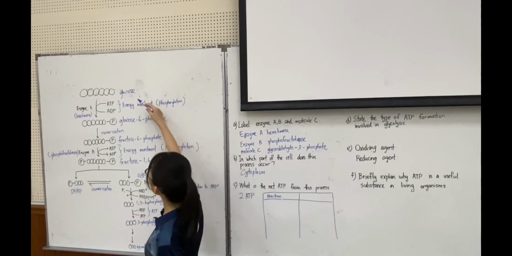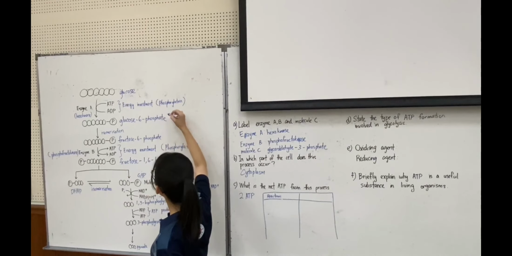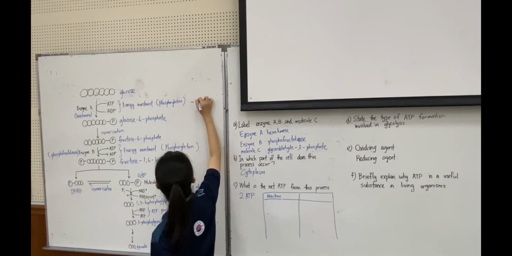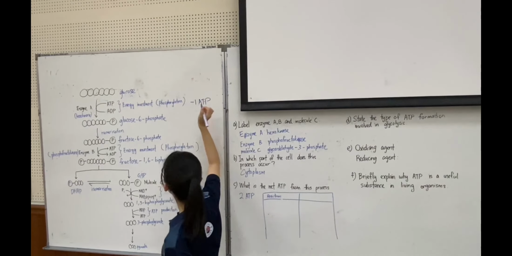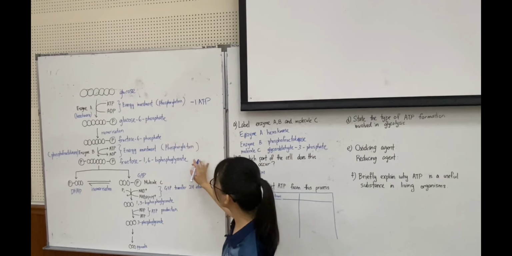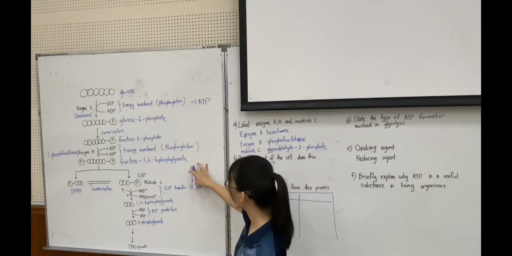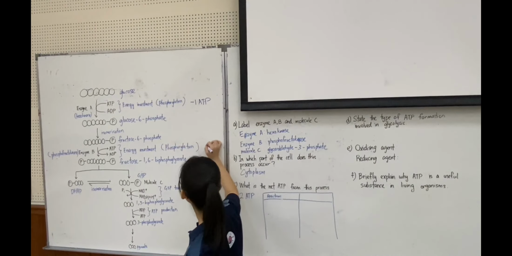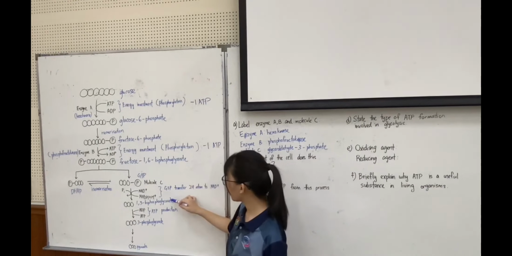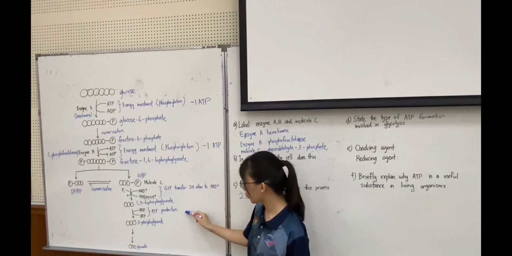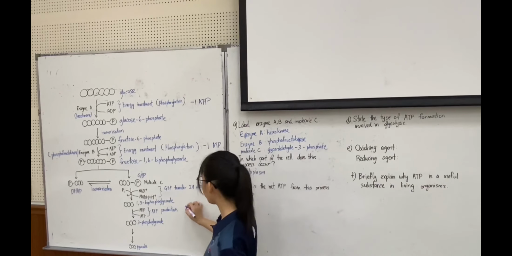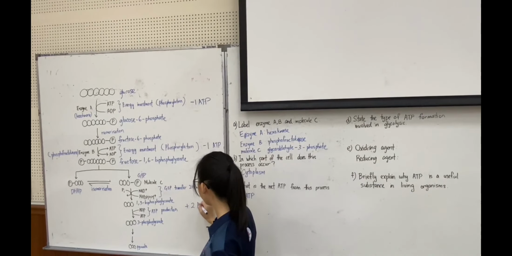See here, glucose changed to glucose 6-phosphate. It is energy investment, which means minus 1 ATP. And here also, fructose 6-phosphate changed to fructose 1,6-biphosphate, also an energy investment, which also means minus 1 ATP. And here, 1,3-biphosphoglycerate changed to 3-phosphoglycerate. It is ATP production, which means plus 2 ATP.